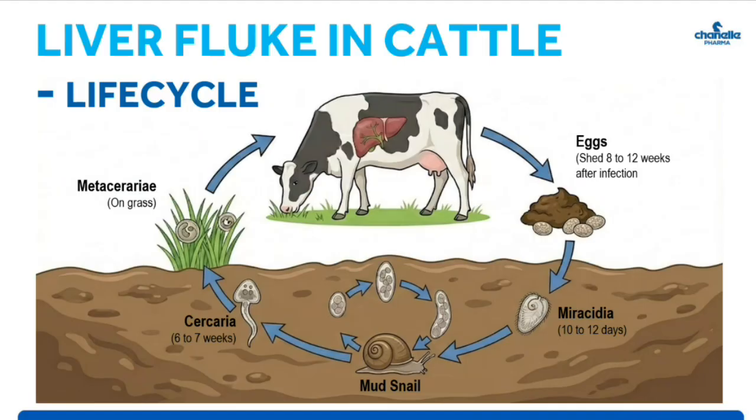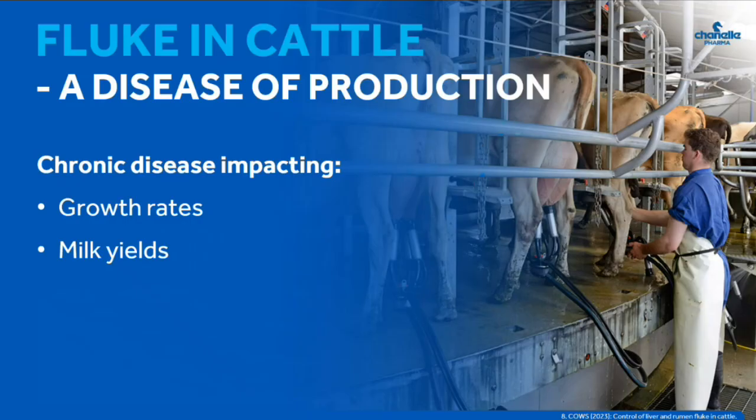In cattle, the situation is relatively similar, but often less impactful, possibly. The life cycle for fluke in cattle is very similar, as we can see here. Again, the mud snail is the intermediate host. But fluke in cattle, chronic fasciolosis, is very much a disease of production. We don't see acute fasciolosis in cattle very often unless disease pressure is particularly high. So with chronic disease, we get impacts to, again, growth rates and also things like milk yields.